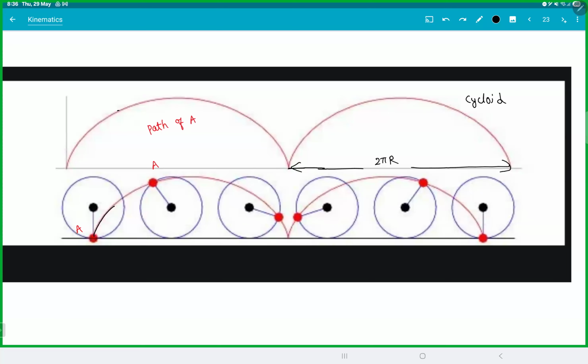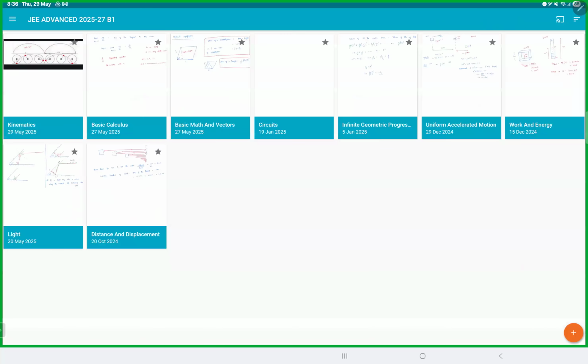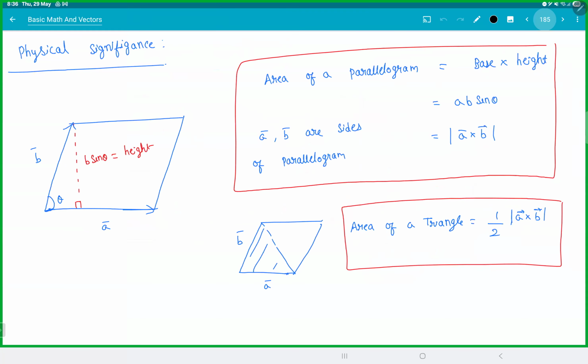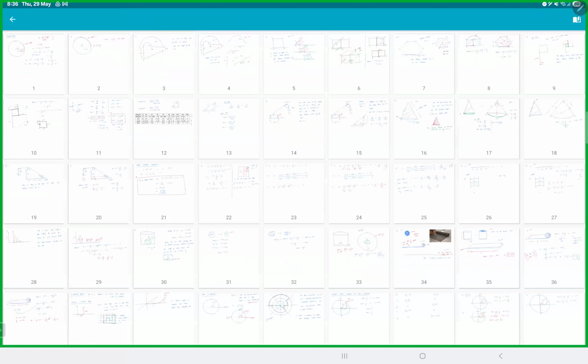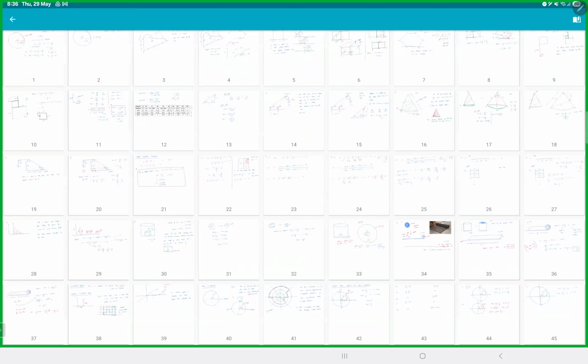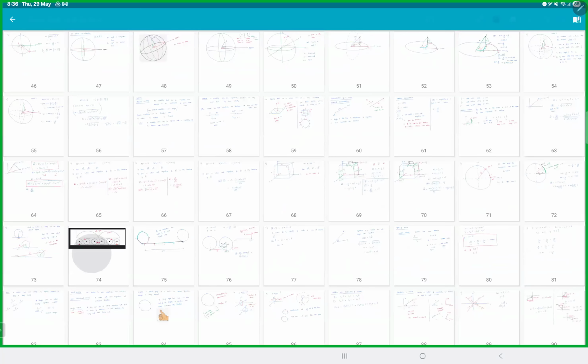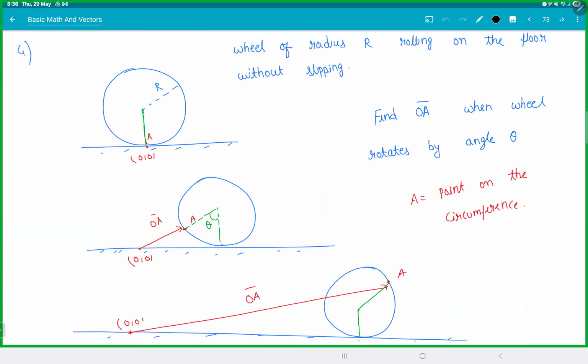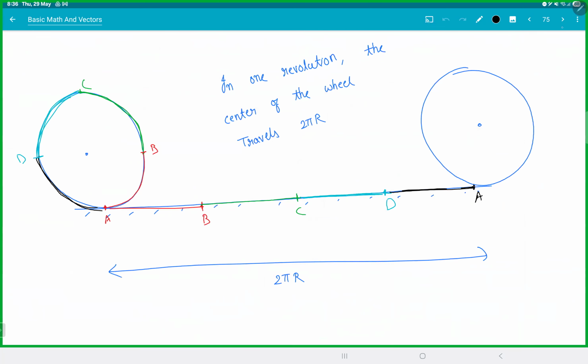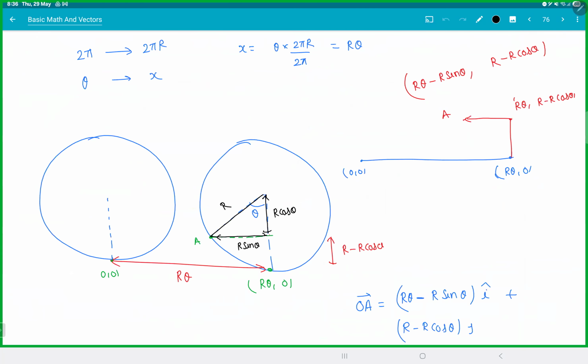You got the coordinates, no? Yeah. Coordinates we have done in vectors, people. You all forgot. There, exact same thing. I asked you to find the coordinates of A as a function of theta. These were the coordinates, if you remember: r theta minus r sin theta, and r minus r cos theta.